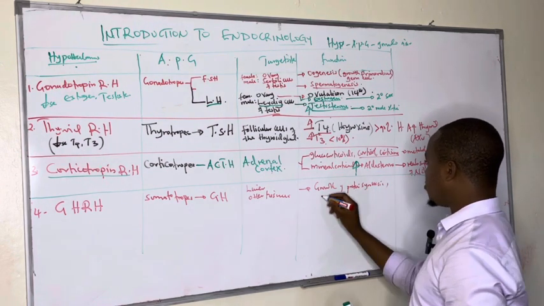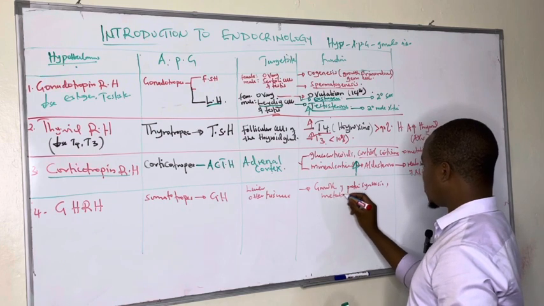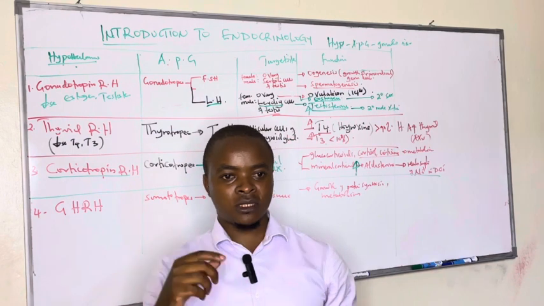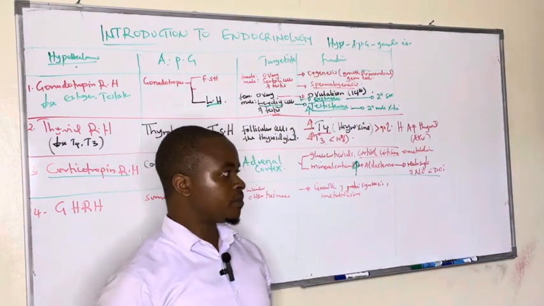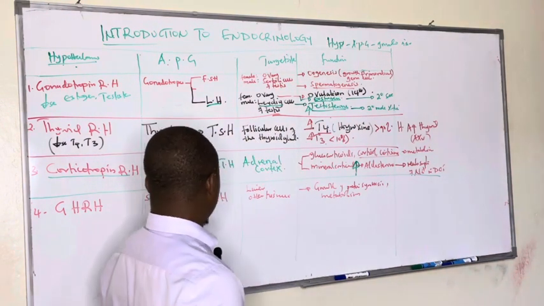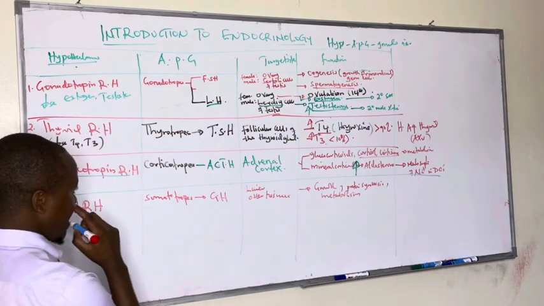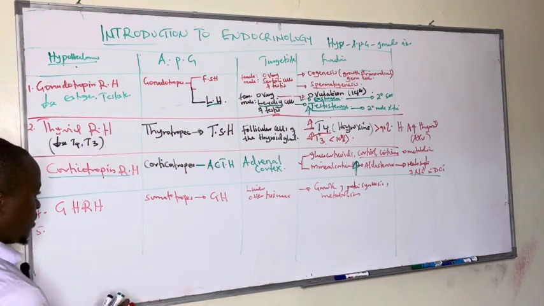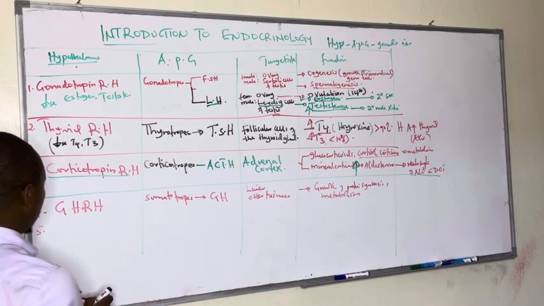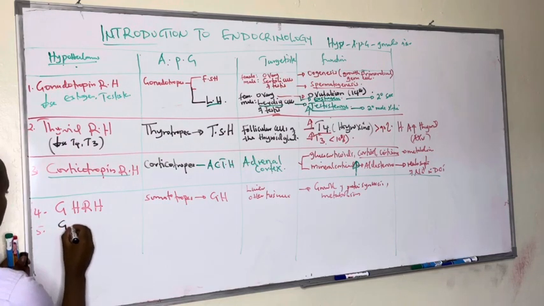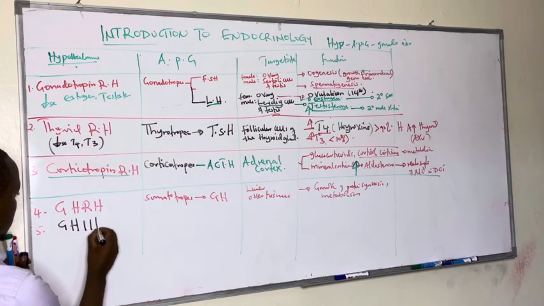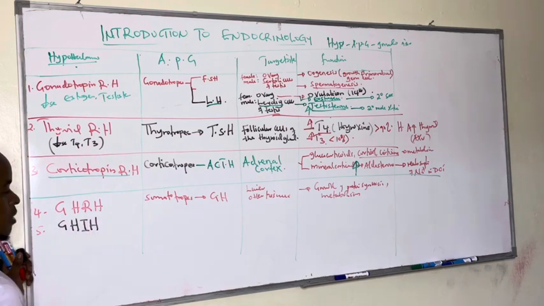They're responsible for metabolism. All these are very important for this growth hormone. Then another hormone produced by the hypothalamus is growth hormone inhibiting hormone. Growth hormone inhibiting hormone.